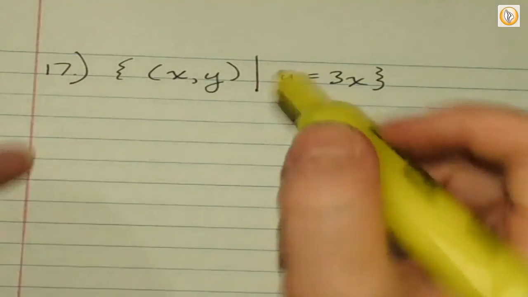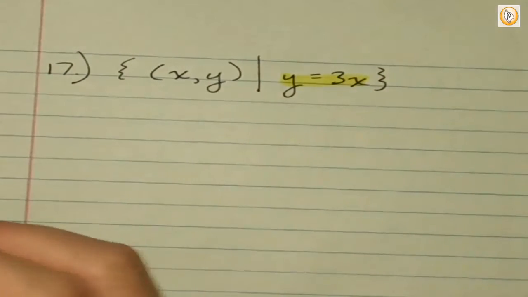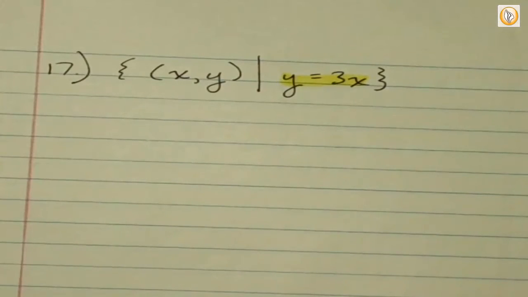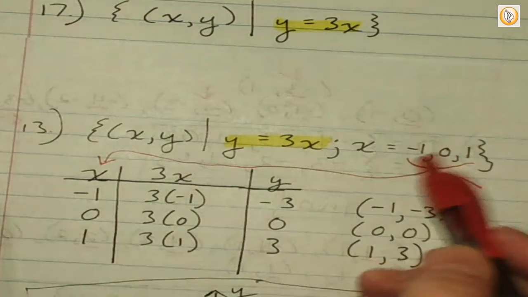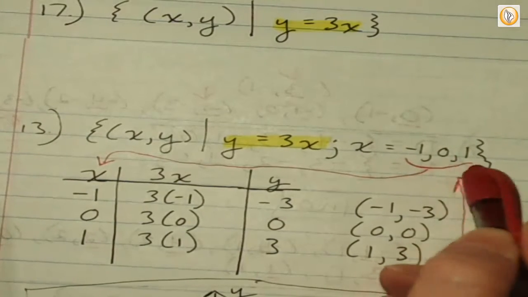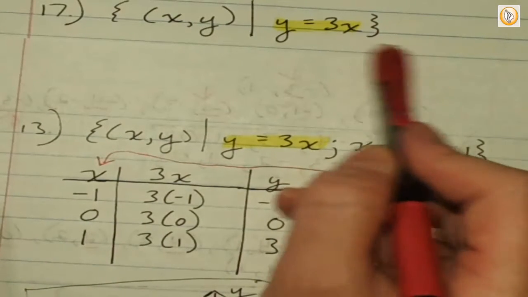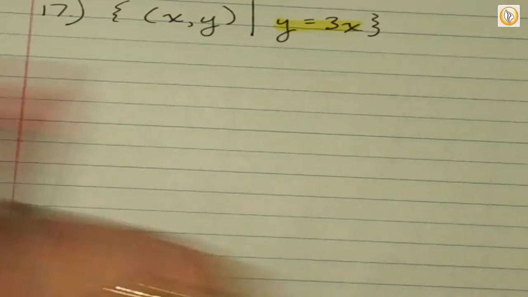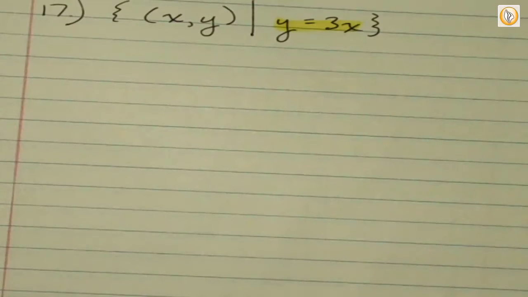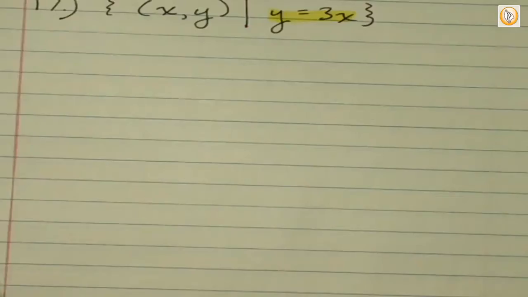Notice, here's the equation. In comparison to this one, 13, where they gave us the x they wanted to use, did they do that here, Cecilia? No. Y'all have done stuff like this before. You get to choose. You get to choose your x's.